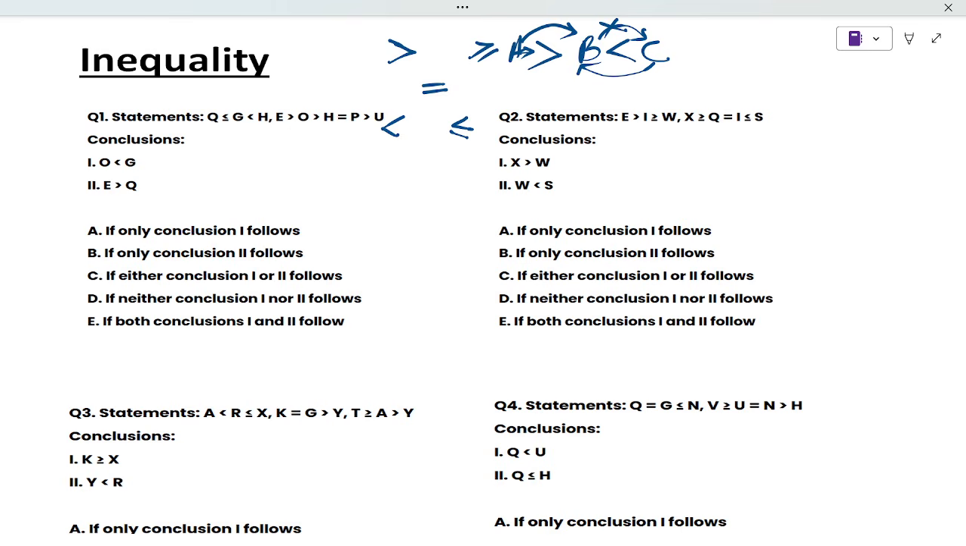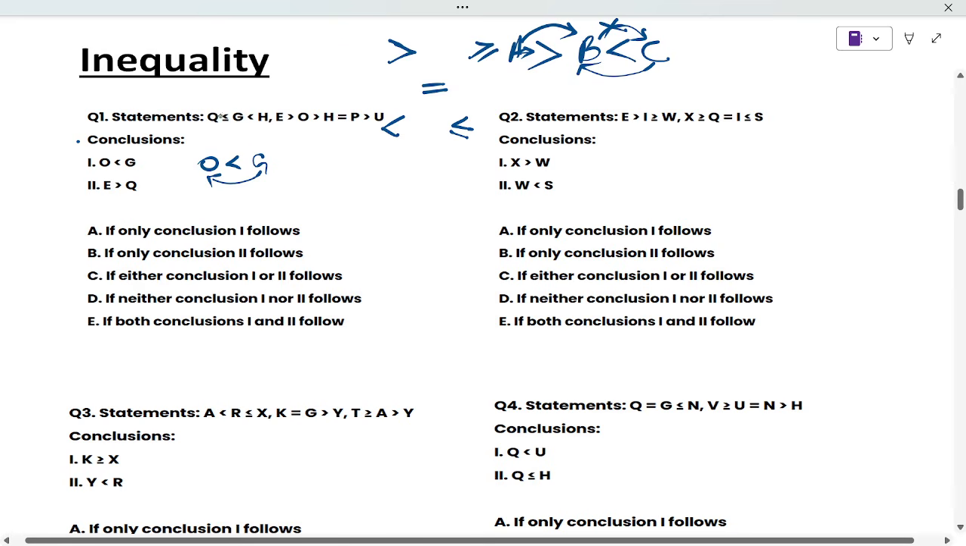Now, conclusion there: Q is smaller than G, or O is smaller than G, I mean. So if O is smaller than G, we can say G is greater than O, or not. Then G is greater than O, as the path from G to O is there, let's check.